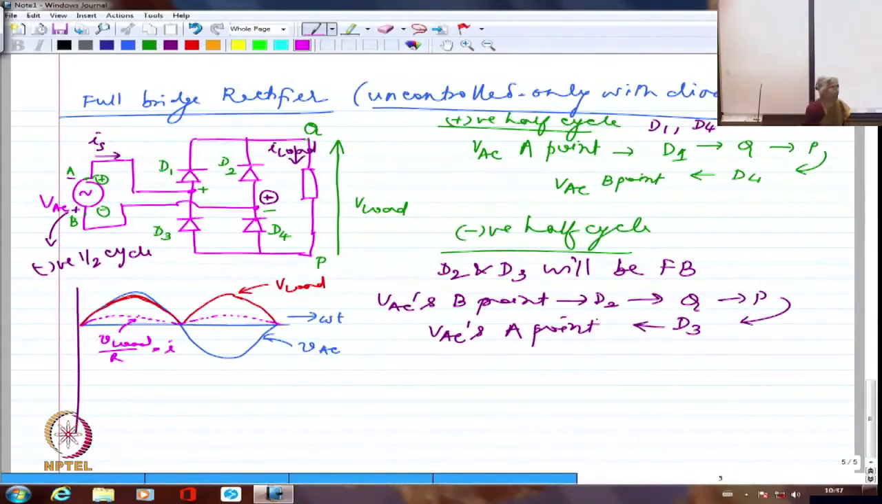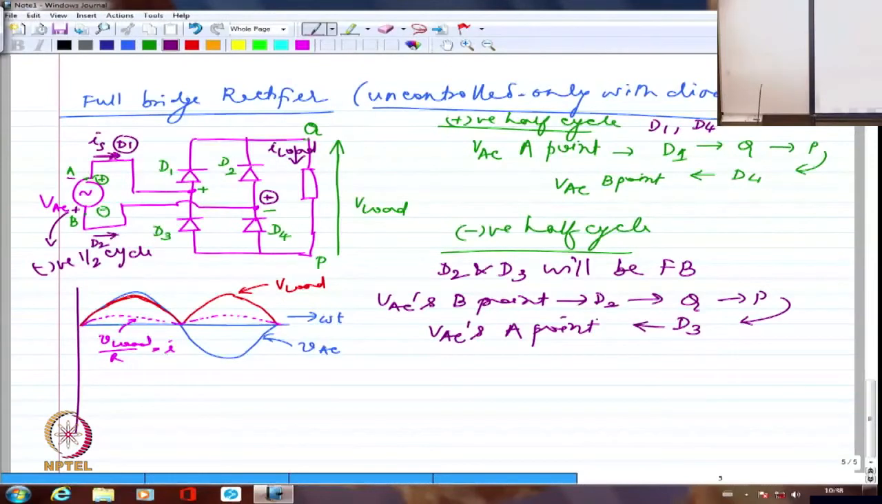Let me look at what is I source. Whenever D1 is conducting, the current is in this direction. Whereas whenever D2 is conducting, the current is in the opposite direction. So I am going to have the current flowing this way whenever D2 is conducting, whereas this direction will be whenever D1 is conducting. Please note that the source current reverses its direction depending upon whether it is positive half cycle or negative half cycle.